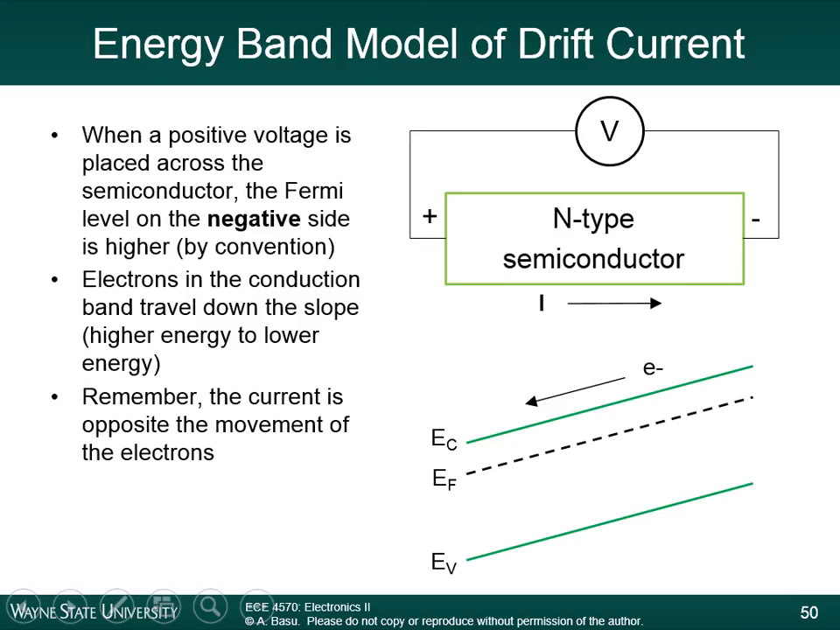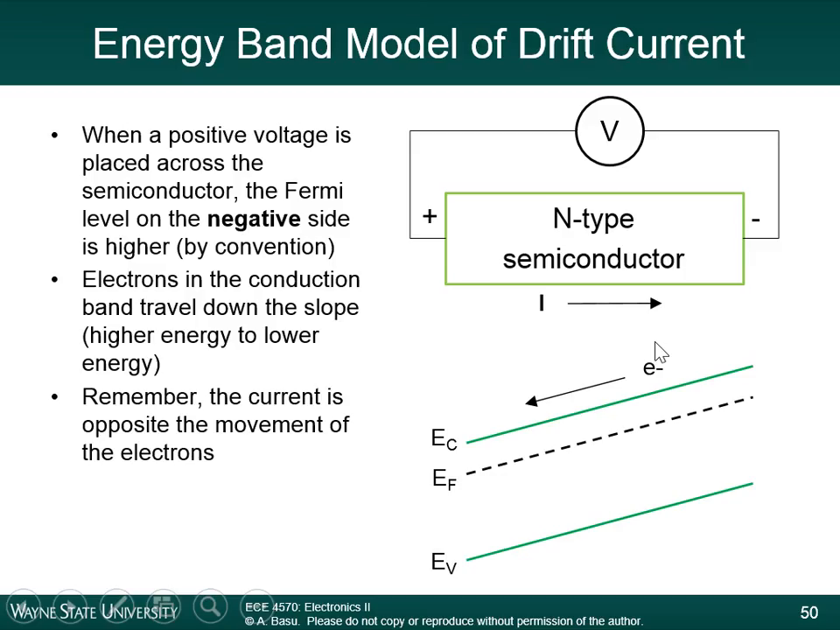Okay, and the way that we rationalize that is that the electrons, if you have a negative voltage here, are going to want to drift from negative to positive. Right? That's what electric current is, drift current. So the electrons on this side have a higher electrostatic potential than the electrons on this side. They want to move from high to low electrostatic potential.